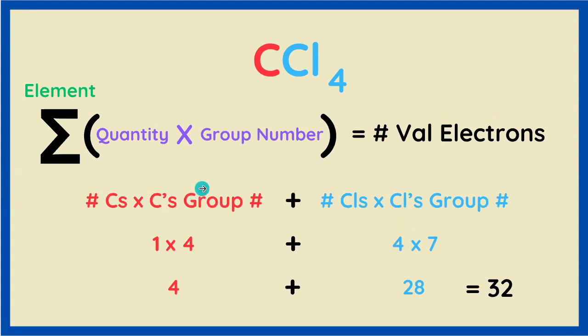For example, with CCl4, we do this quantity times group number calculation for each element. For carbon, there's one of them in the molecule, and we multiply it by 4 because that's the group number. Chlorine, however, is in group 7, and there's 4 of them, so it contributes 28 valence electrons. 4 times 7, so 4 plus 28 means that CCl4 has 32 valence electrons.